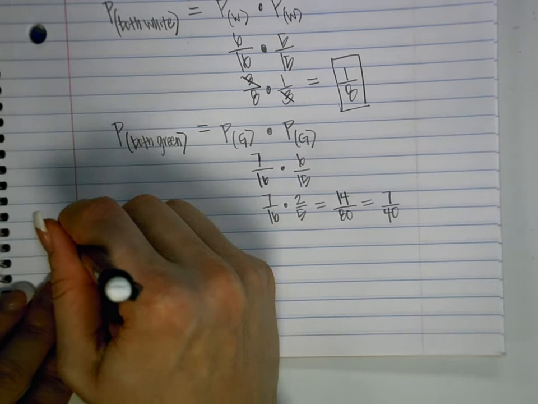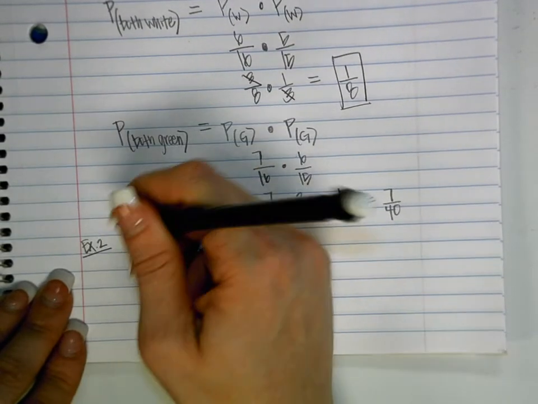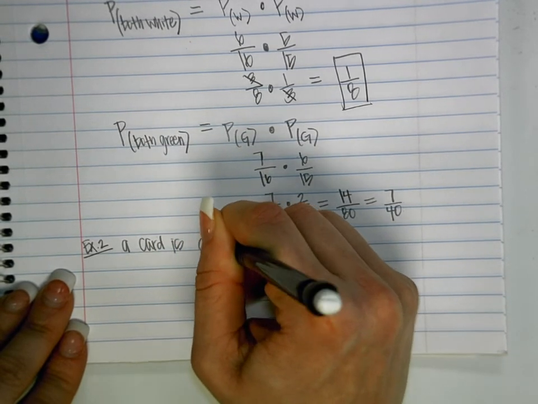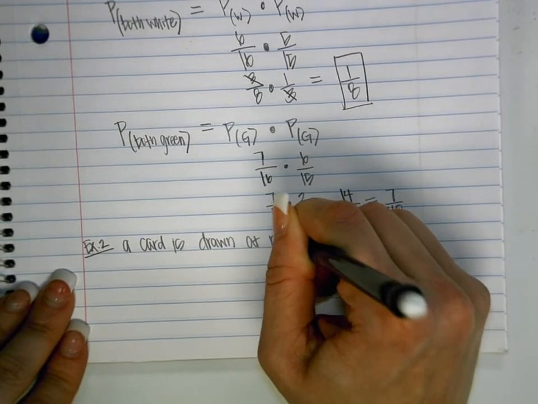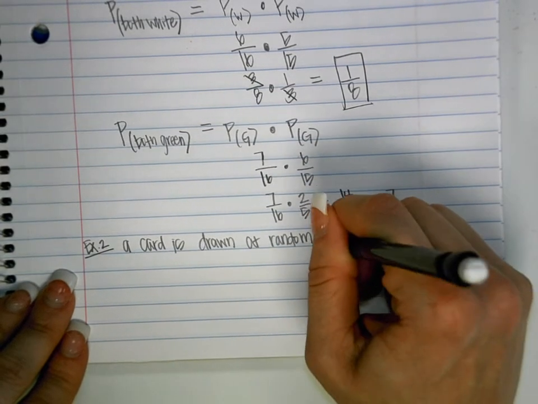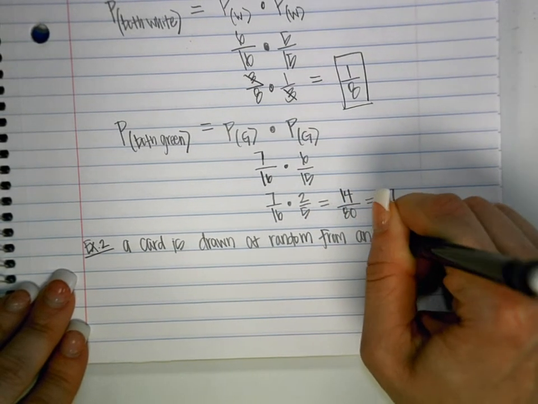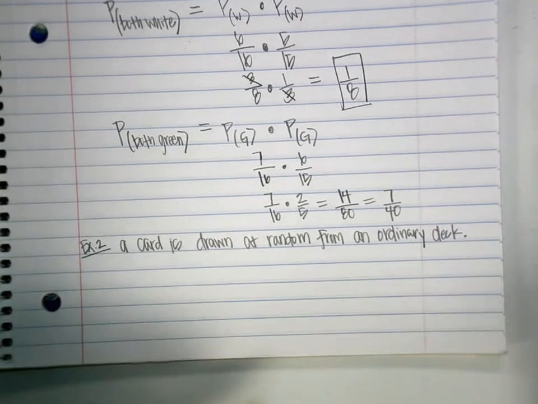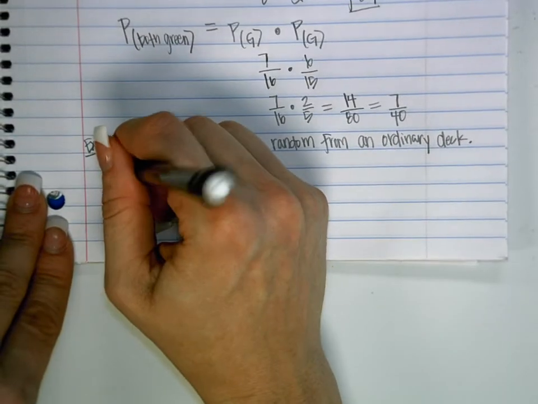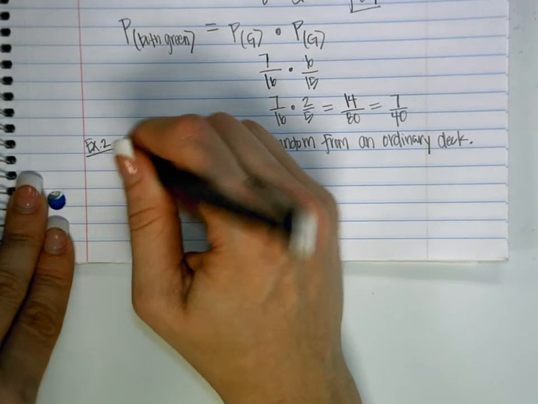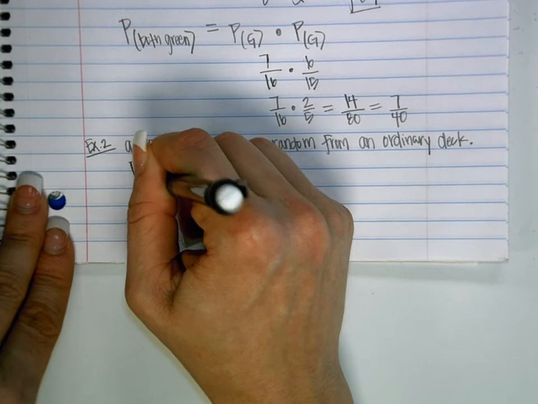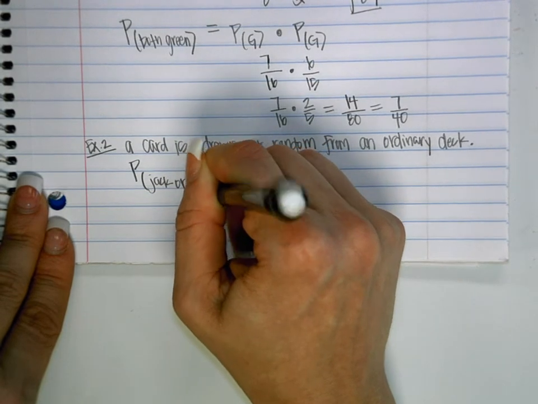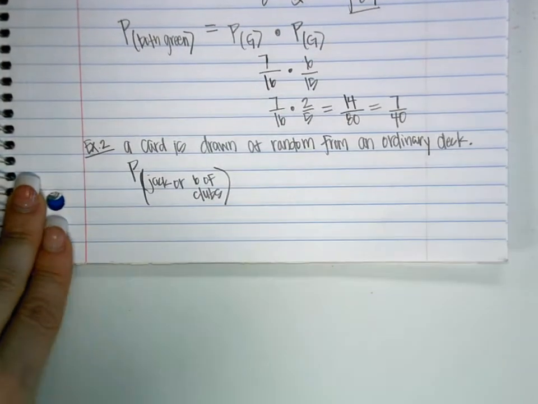Okay? For number 2, example 2, we're going to tell you that a card is drawn at random from an ordinary deck. So ordinary deck means that we're going to have 52 cards. First one I want you to find is, what is the probability of getting a jack or a 6 of clubs? What is the probability of picking a jack or a 6 of clubs?